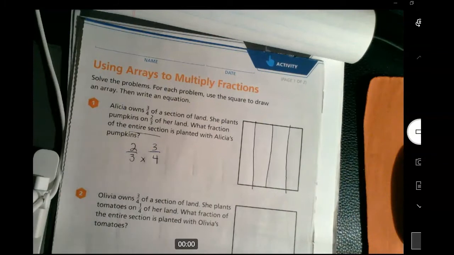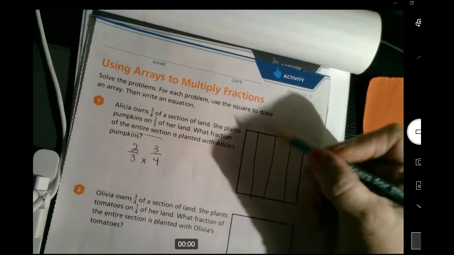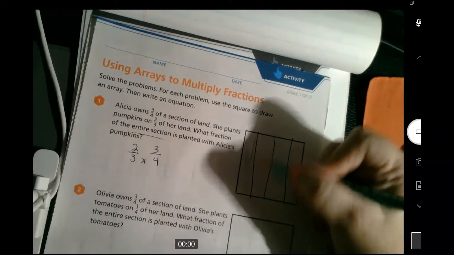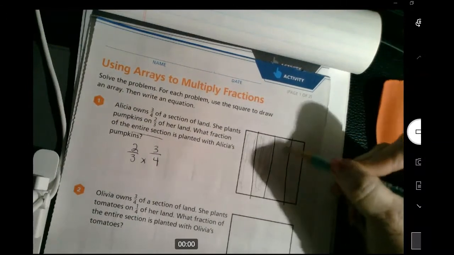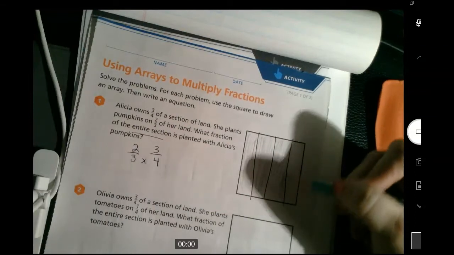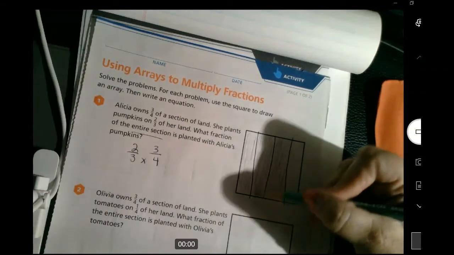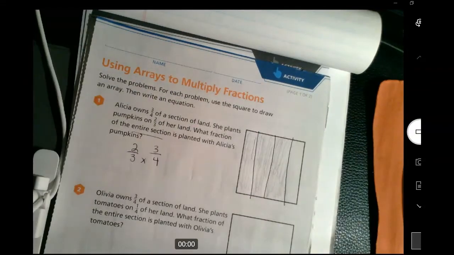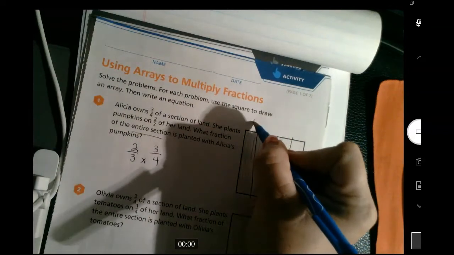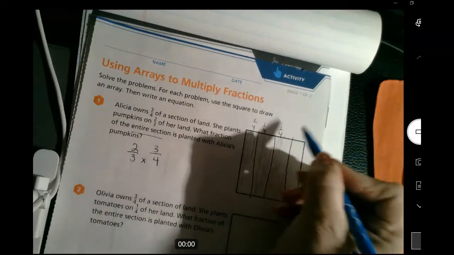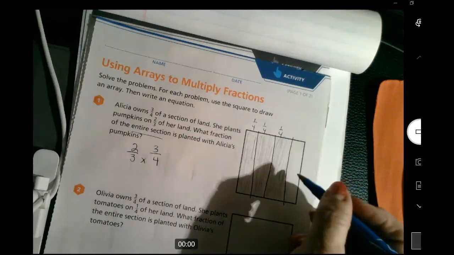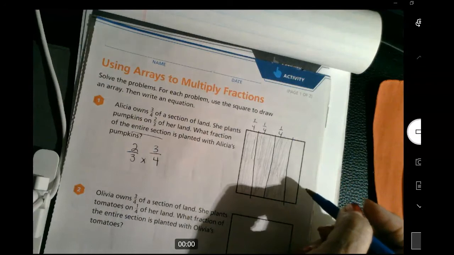Now, those should be divided evenly, but you know I'm not a great artist. That is 1/4, 2/4, 3/4, and I know all the way back in 3rd grade you learned how to represent fractions such as 3/4, so that part should be easy for you. That's 1/4, that's 1/4, that's 1/4, and together those make up the 3/4 of the section of land that she owns.